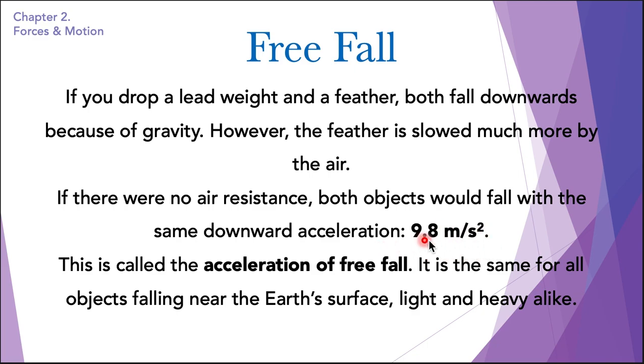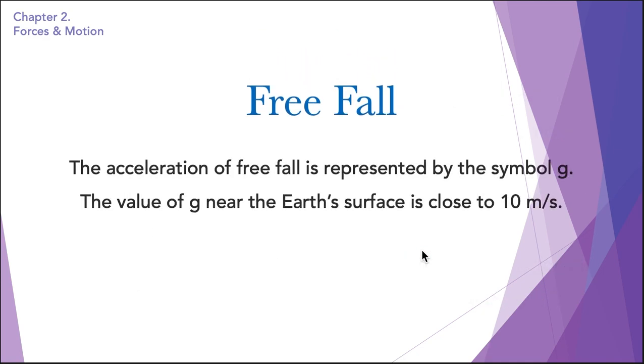This is the acceleration of free fall, and it is the same for any object falling near the Earth's surface, light and heavy alike. So the acceleration of free fall is represented by the symbol g. The value of g near the Earth's surface is close to 10 meters per second squared. This is also called the gravitational field strength of Earth.